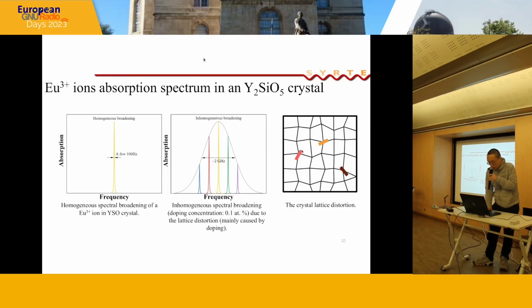And this is the illustration of the distortion in the crystal. Without these ions, the lattice should be very neat and very straight. But by doping, since the size of the europium ion differs from the yttrium atom, it will introduce some distortion in the crystal, which finally leads to the broadening of the absorption band.